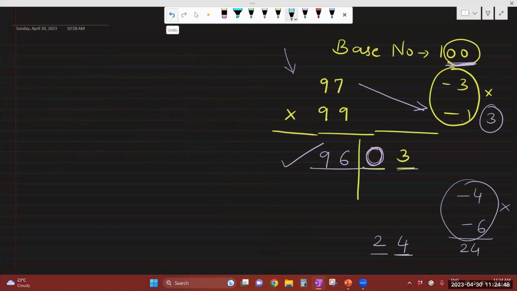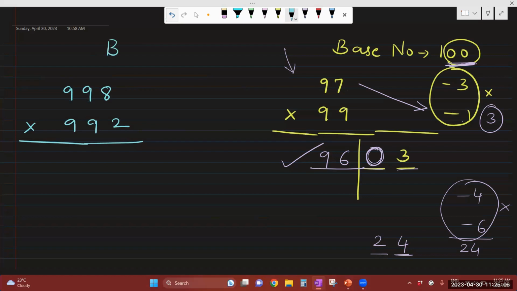Now we'll take another example. This was a 2-digit number, now let me take a 3-digit number, say 998 multiplied with 992. Step number 1, who will tell me? Kirtana, what is step number 1? Base number is 1000, ma'am. Very good. Base number is 1000. Step number 2, Aneri.